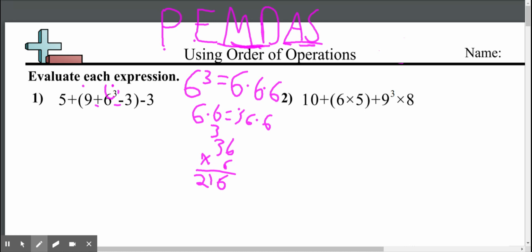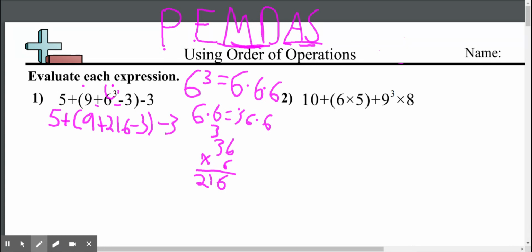And the good news is we just solved our first actual part. So our very first thing here, this is when order of operations can become a little tedious, but the tedious aspect is going to actually help us out the most. What do I mean by that? Whatever you don't end up solving, you just need to bring it on down. 5 plus, parentheses, 9 plus. We solved this part here. 216 minus 3, and parentheses, minus 3.